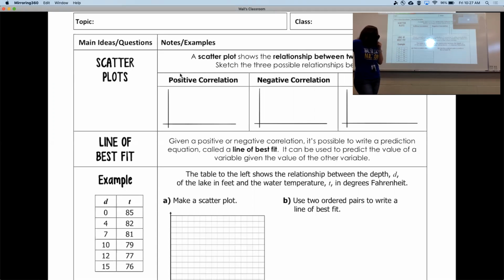So what I'd like to do is go through these notes, and then I'm going to show you how to perform linear regression on Desmos or on a graphing calculator, but we're going to do the Desmos option.